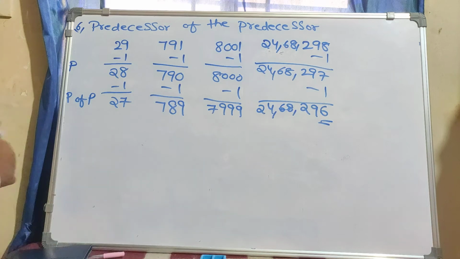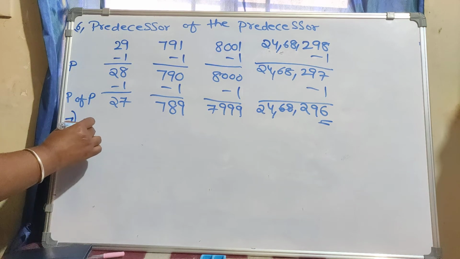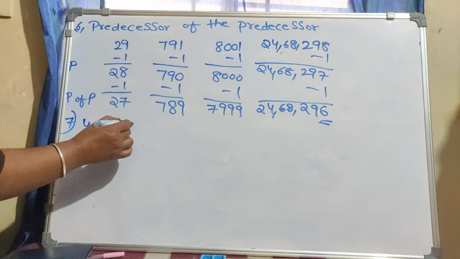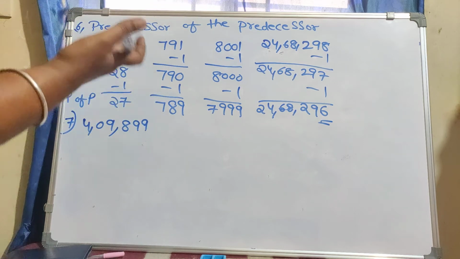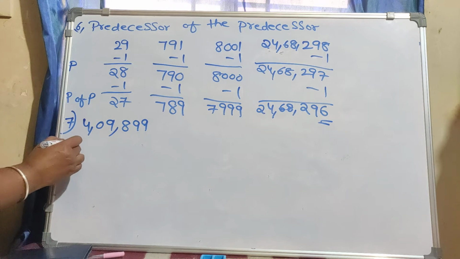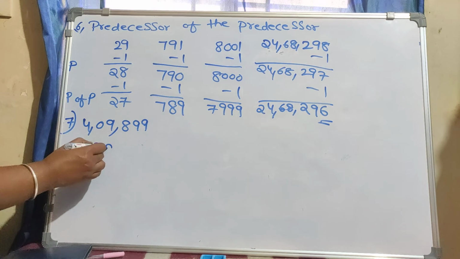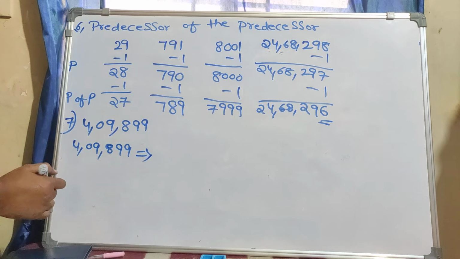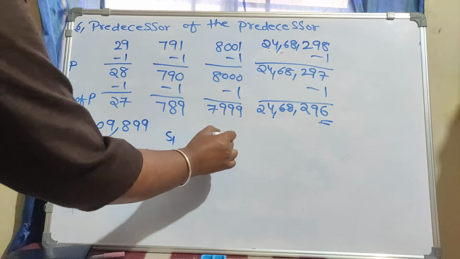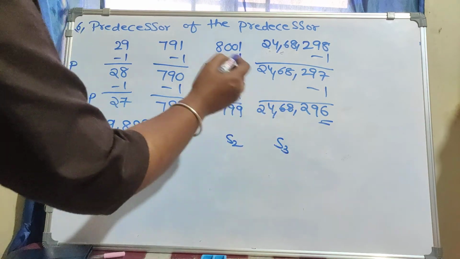Now the seventh question here. Give three consecutive numbers after 4,09,899. What are three consecutive numbers? Consecutive numbers are nothing but the next three numbers, the next three successors. 4,09,899 is the given number. So what are the successors of this? Successor 1, successor 2 and successor 3.